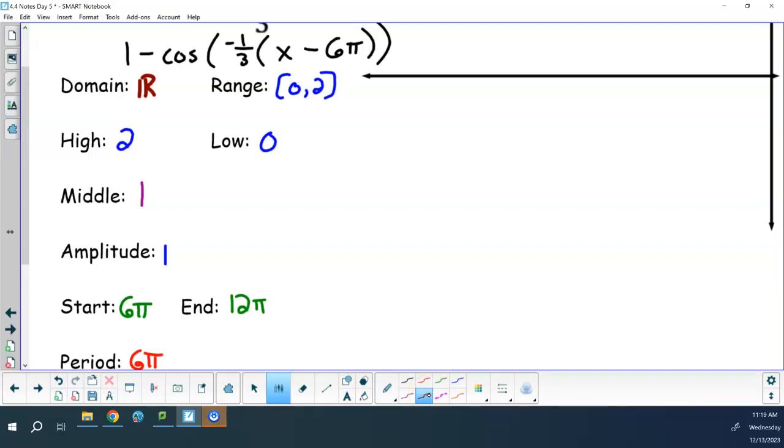Cosine curve normally starts where? At the high, middle, low, middle, high, right? Does this particular one start high, middle, low, middle, high? Why not? Because what's negative? The A value is negative. So where does this one start? Low. Okay, so this one's going to start low.